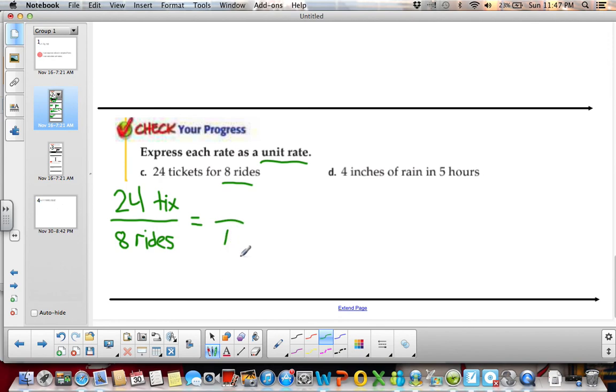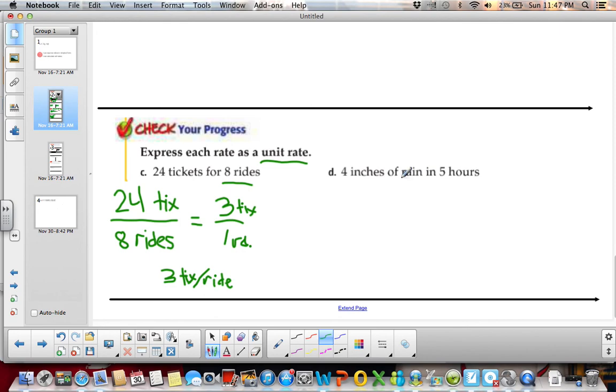Denominator on the bottom. So 1 ride. 8 divided by 8 equals 1. 24 divided by 8 equals 3. 3 tickets for 1 ride. So I can rewrite that as 3 tickets, which I'm abbreviating, per ride.